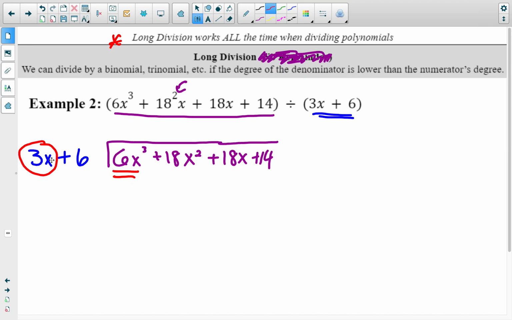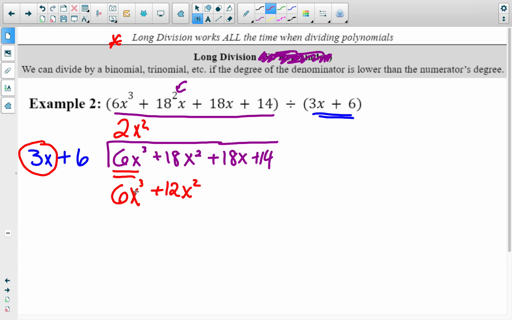All right, so 3x, what can we multiply it by to get 6x cubed? Well, from 3 to 6, we can multiply by 2. And to get x cubed, we could multiply by x squared. So now 2x squared times 3x, we're going to write that right underneath, 6x cubed. And then we'll multiply our 6 also times 2x squared, and we're going to write it underneath whichever term has the matching exponent. So 6 times 2x squared gives us 12x squared, so we're going to write it right under here.